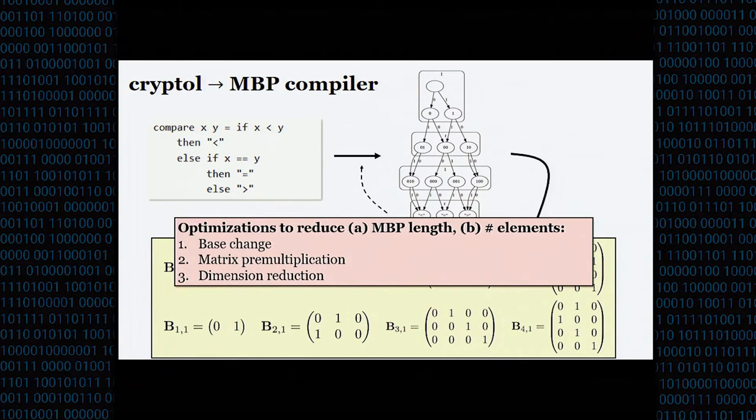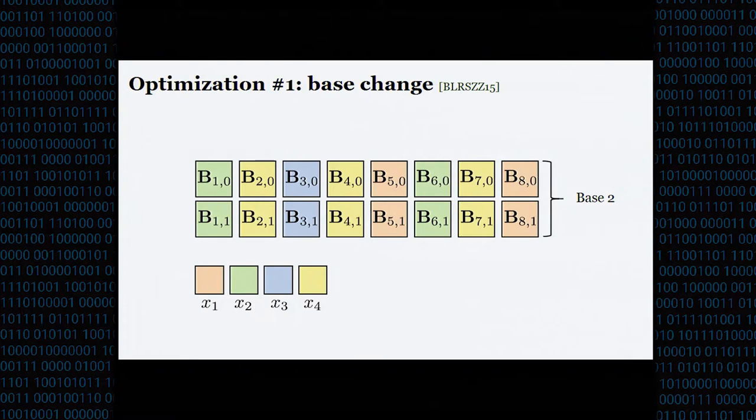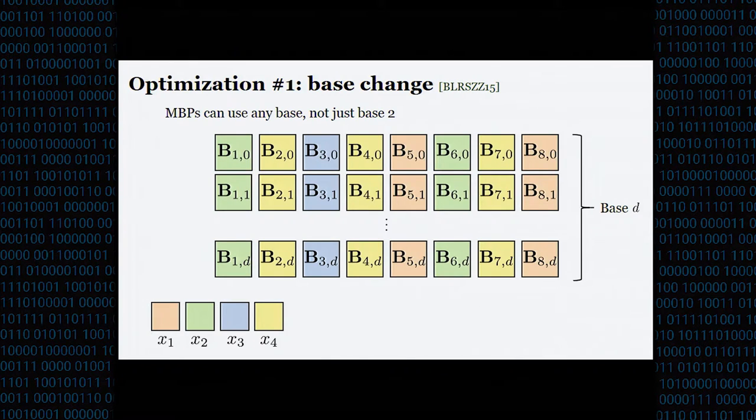Okay, so besides just this compilation process, we also introduce three optimizations, which help reduce the matrix branching program length and the total number of elements in these matrices. And that ends up being very important for efficiency. So I'll go through each of these optimizations. The first is the base change optimization, which was initially proposed by Boneh et al. in 2015. The basic idea is that the way I've presented matrix branching programs thus far is as a sequence of pairs of matrices. But there's no inherent need for these to be pairs. We can choose any arbitrary base d here.